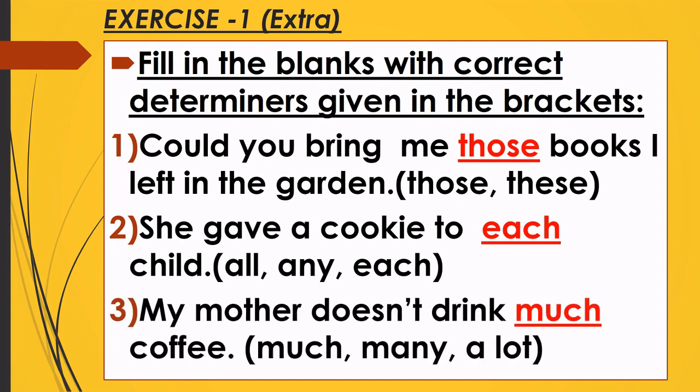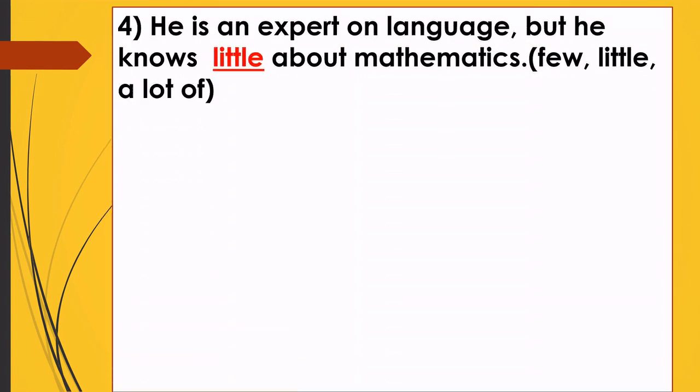Number 3, my mother does not drink dash coffee. So the words does not indicate the negative form and here the determiner much is used, meaning not much in large quantity. Number 4, he is an expert on language, but he knows dash about mathematics. Here, the determiner little is used. It refers to hardly any or not much.